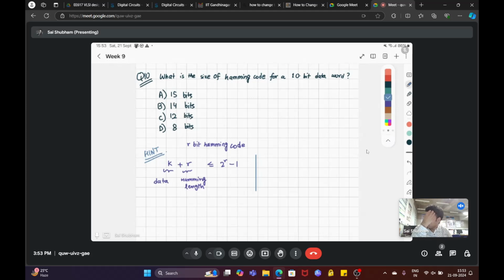So if you have 4-bit parity, it should be able to tell the location of the error in the range from 0 to 2 power R minus 1, right? Because if you have encoded any data in the form of a Hamming code, and you face any error during the transmission, the Hamming code will tell you the position of the error. So the data should always be less than 2 power R minus 1 minus R.